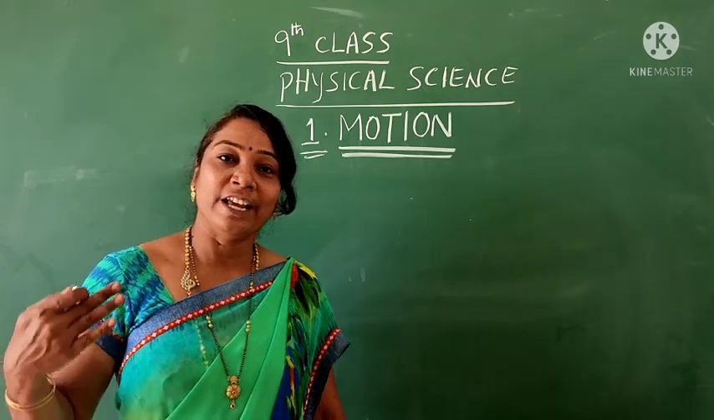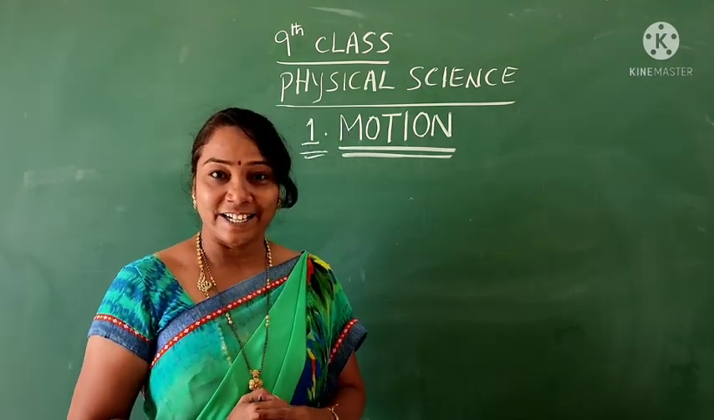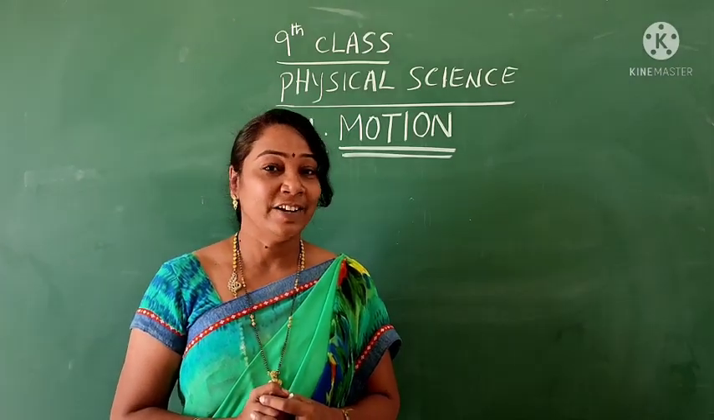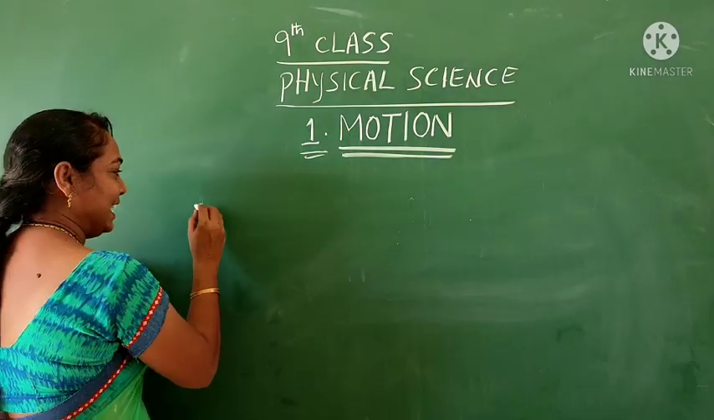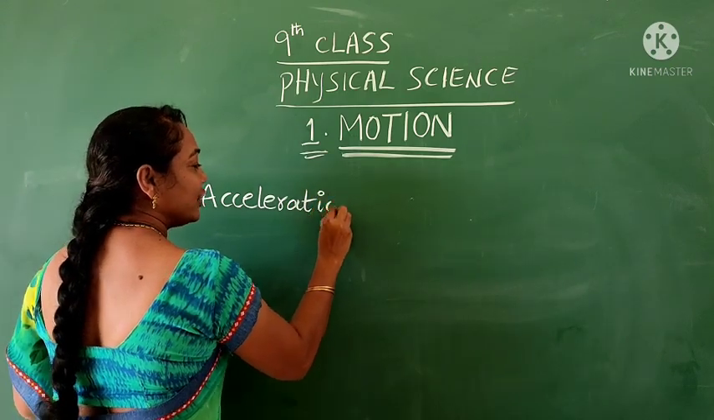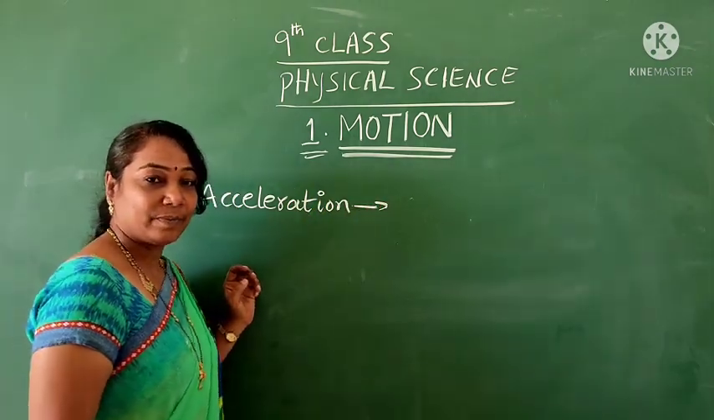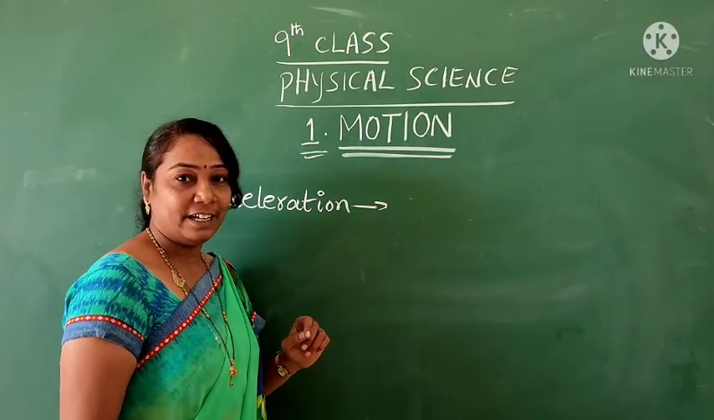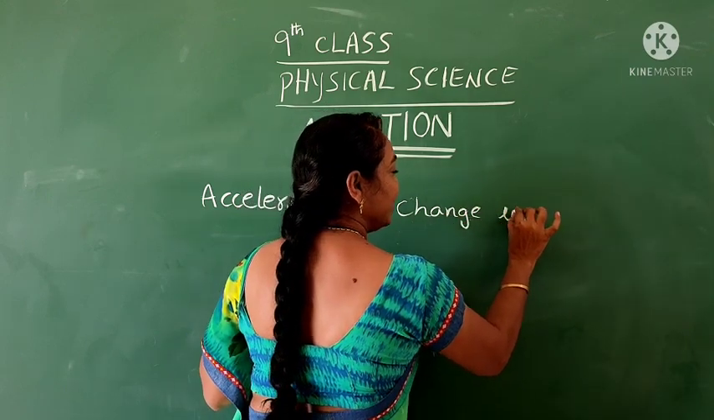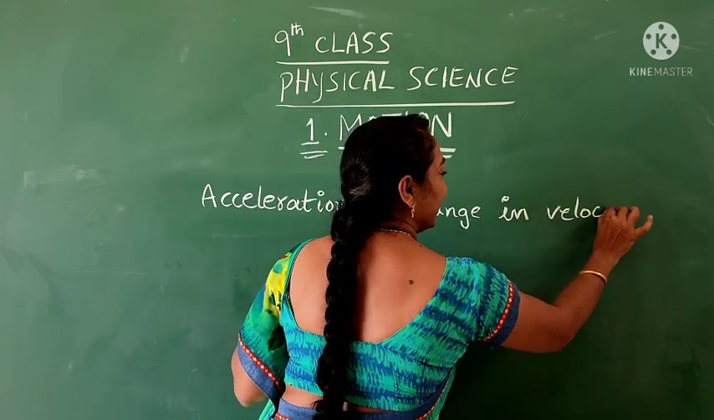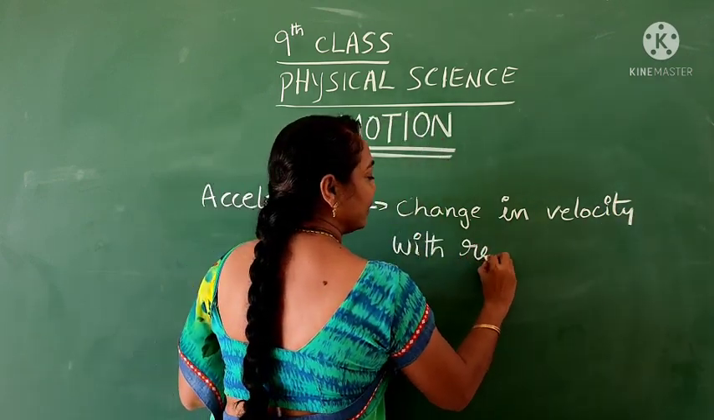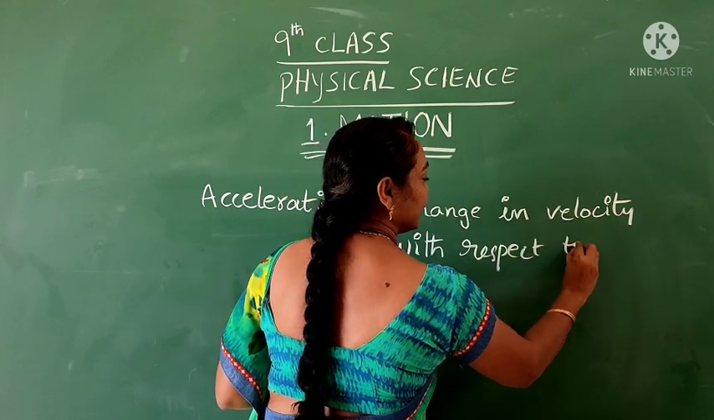Consider an object moving along a straight line with constant acceleration. What is the meaning of acceleration? Can anyone say? Acceleration is defined as change in velocity with respect to time.